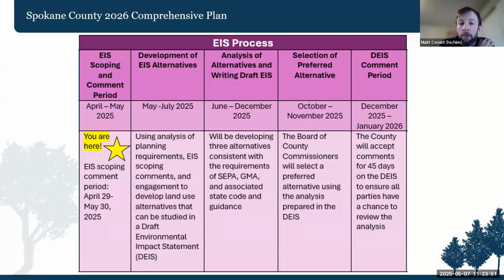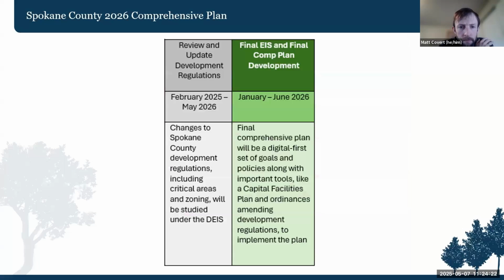The Board of County Commissioners will select a preferred alternative this fall, and they will select that preferred alternative after having been briefed on the contents of the DEIS. And the DEIS comment period will be running December of this year through mid-January of next year. The county will accept comments for 45 days to ensure that all parties have a chance to review the analysis in depth. Next slide, please.